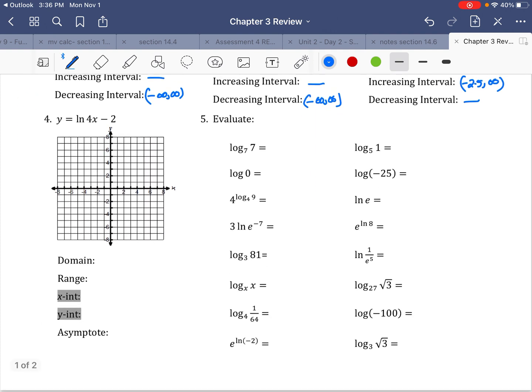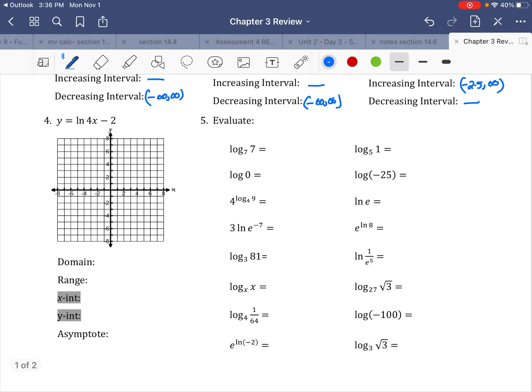All right, on to the last one here. ln of 4x, remember ln is log base e, right? So let's see, it's been moved down 2. It hasn't been moved left or right at all. So my asymptote is still at x equals 0. All right, so domain, everything to the right of 0, so 0 to infinity. My range is everywhere.